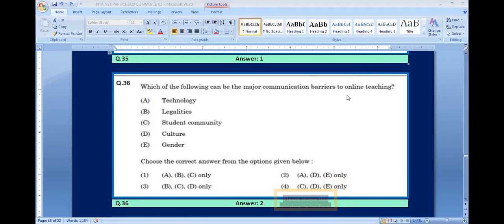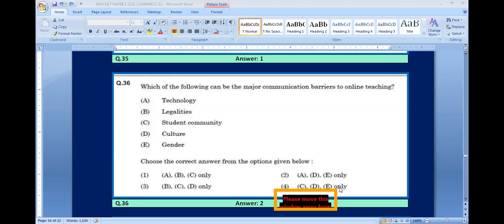In online education, is student community a barrier? Yes or no? In some cases it is, but in the majority of cases it is not. If you think about a rural college, then it is yes. In other cases it is no. So the majority will go with no. Okay. So wherever C comes, that's wrong. You can directly rule out 1, 3 and 4, and AD is correct.